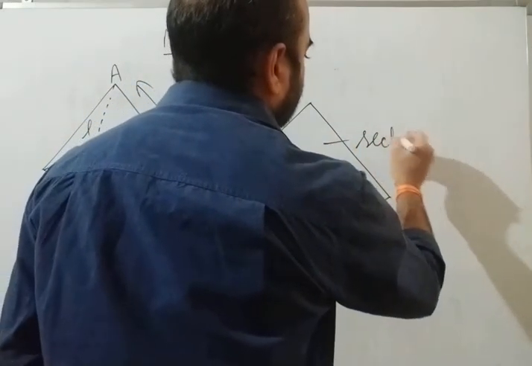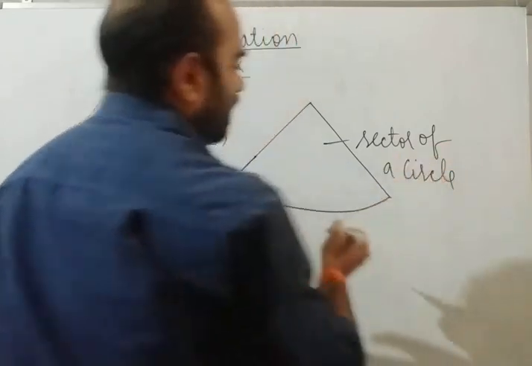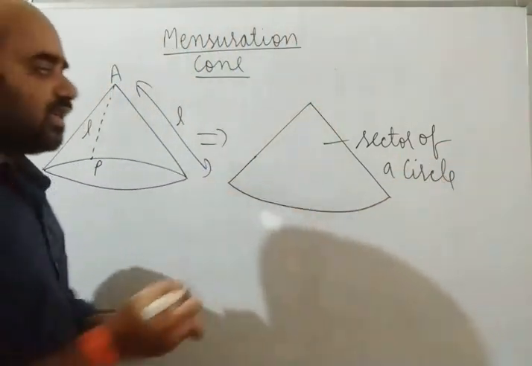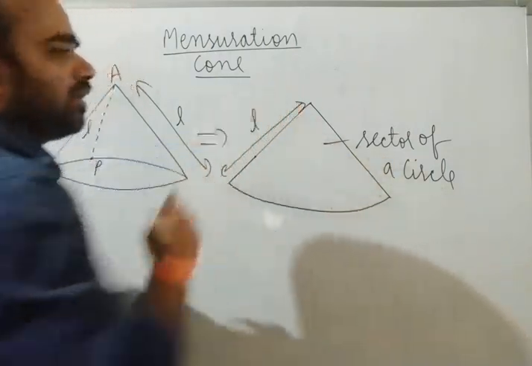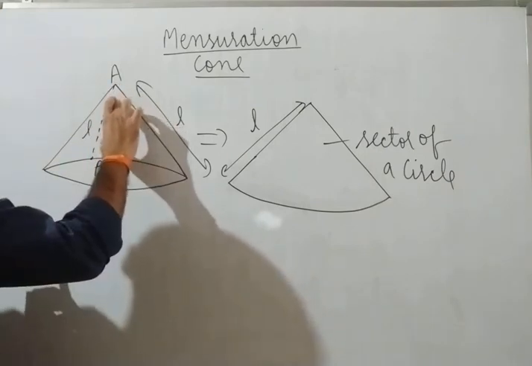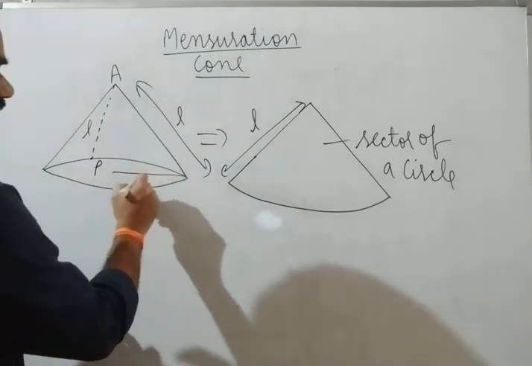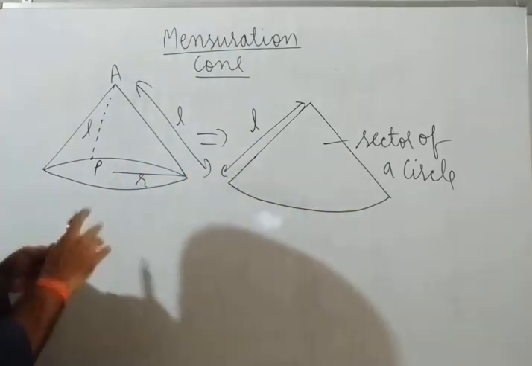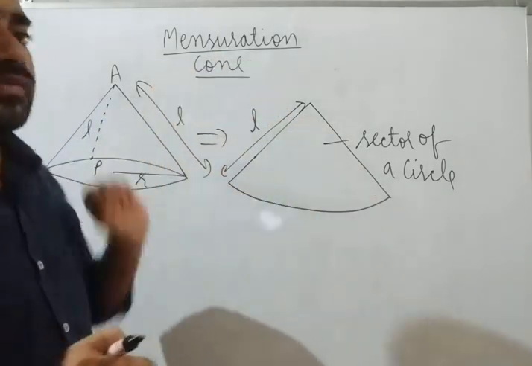Sector of a circle, correct? Now for this sector of circle, a radius will be there, but this radius will be L. Why? Since we have cut this cone along its slant height L, this will be L, correct? And this radius is different from the base radius. We have cut this cone along its slant height, so this radius will be L.